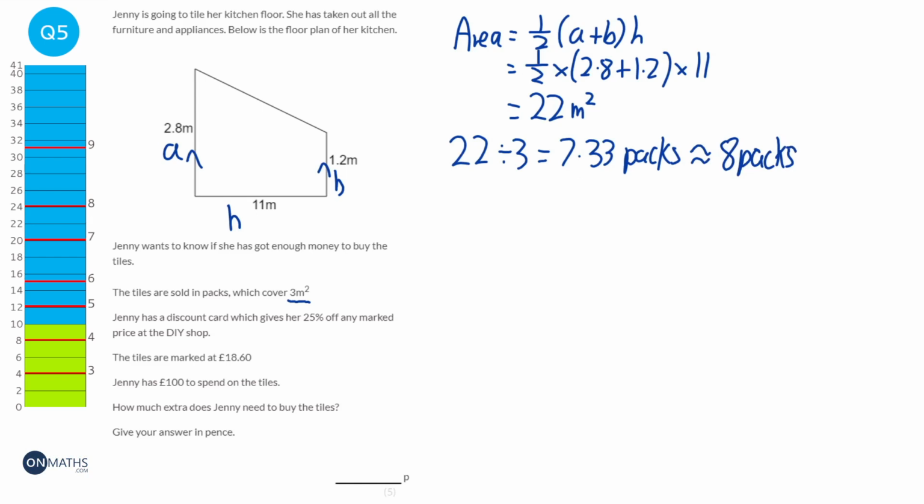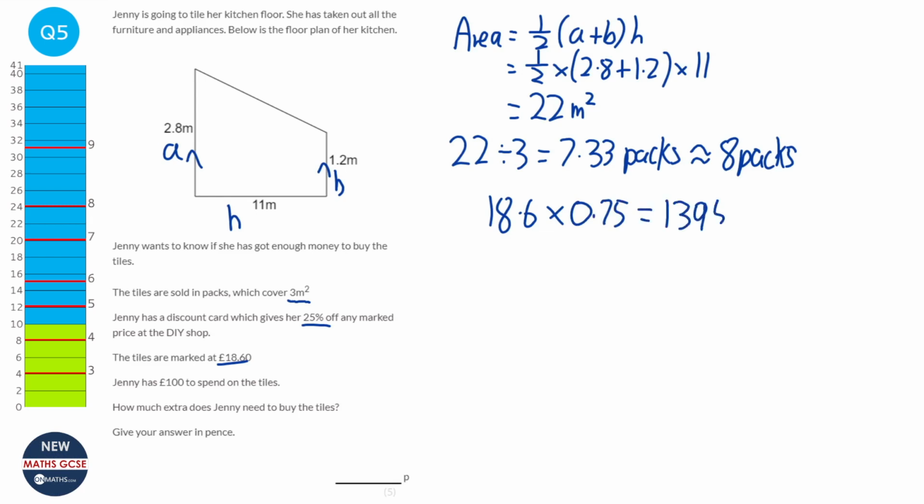Okay, next thing we look at is the fact that Jenny has a 25% discount, so we need to find out what 25% discount would do to the £18.60 for the tiles, or for the pack of tiles. And so what we're going to do is get the £18.60 and times it by 0.75. So we're just going to find 3/4 of it because she has a 25% discount, and that would be 1,395. So that's the tiles are going to cost £13.95.